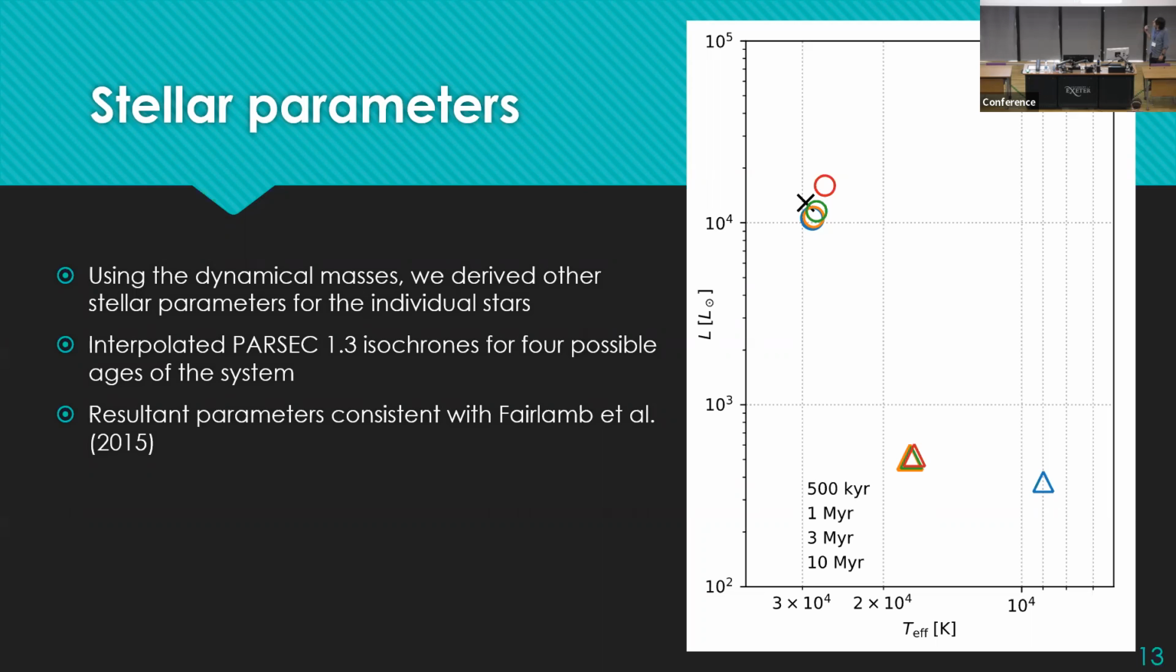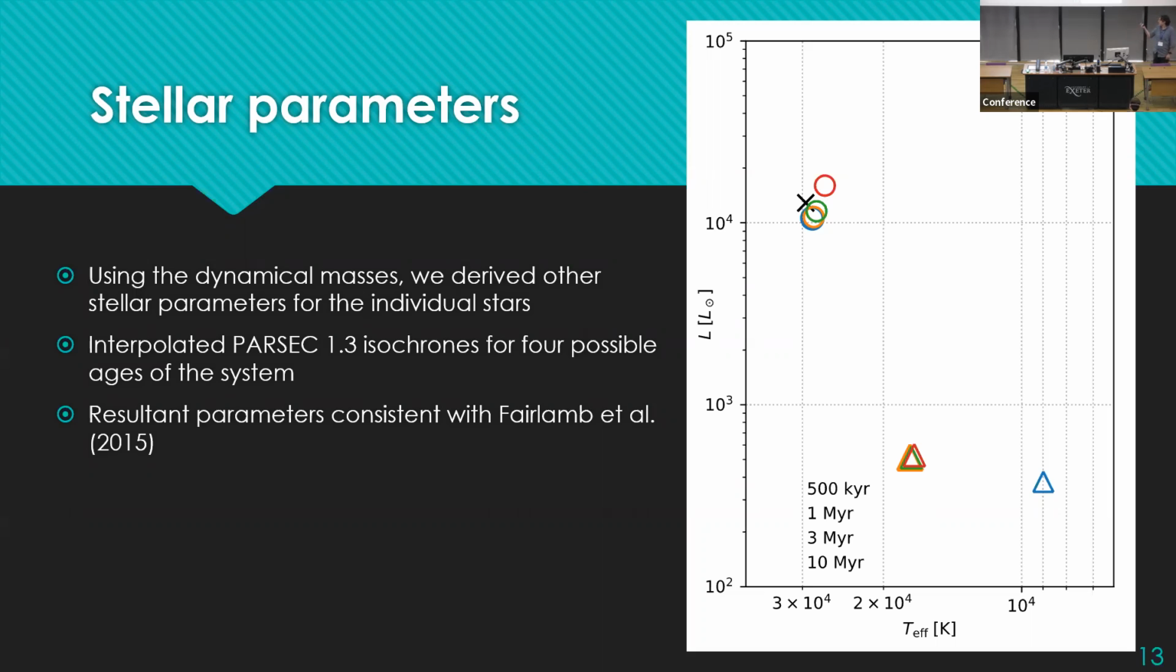And so for each of these, we derive the stellar parameters from some PARSEC isochrones, and then compared them to the parameters that were calculated by Fairlamb et al. in 2015, represented by the black cross, at least that's showing on here, with the caveat that Fairlamb considered this as a single star instead of a binary system.